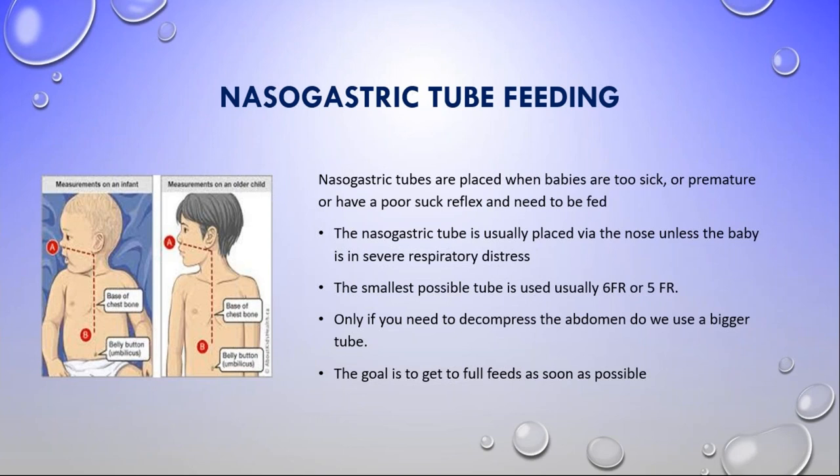We try and put in the smallest possible tube, usually a 6 or a 5 French, and only if you need to decompress the stomach do we use a bigger tube. The goal is to get to full feeds as soon as you possibly can. Nasogastric tubes need to be done according to a protocol or a standard operating procedure. In most instances, it is suggested that a nasogastric tube is changed every 3 to 4 days or twice a week. Nasogastric tubes are not left in ad nauseam, because they can attach to the nasal passage or the back of it, and that is problematic. So they do need to be changed. Very often the babies decide when they will change them themselves. They often remove them quite easily.